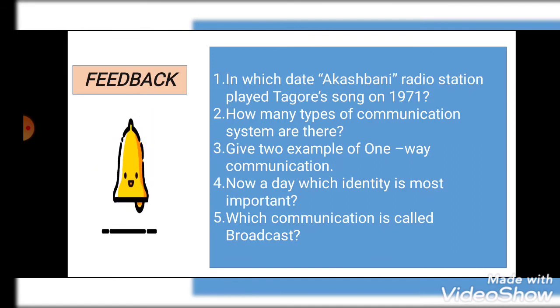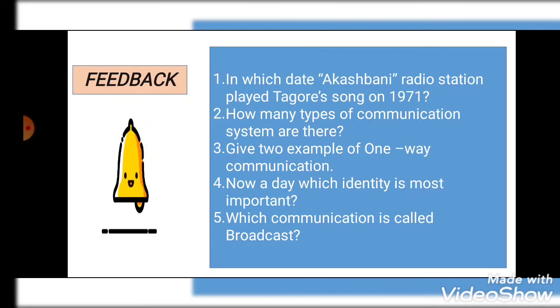Question number 1. On which date did the Akashbani radio station play Tagore's song in 1971? Can you remember what the date was? Yes, it was 13 August 1971, and it was a signal for the naval commandos. Coming to question number 2. How many types of communication system are there? Yes, there are 2 types of communication system. Number 3. Give 2 examples of one-way communication. I think it's a very easy question. Yes, you can say radio, TV, newspaper, magazine, and many more answers.